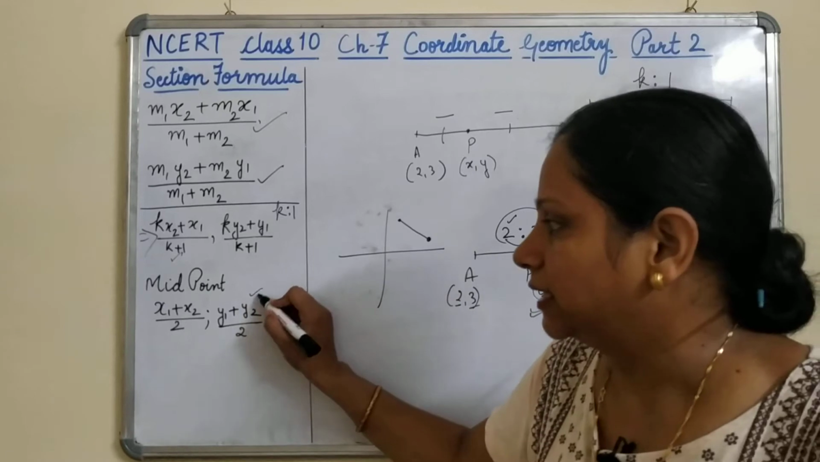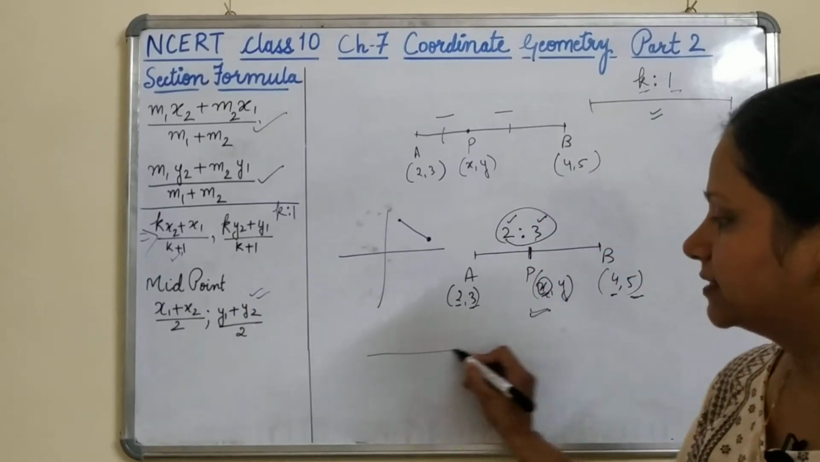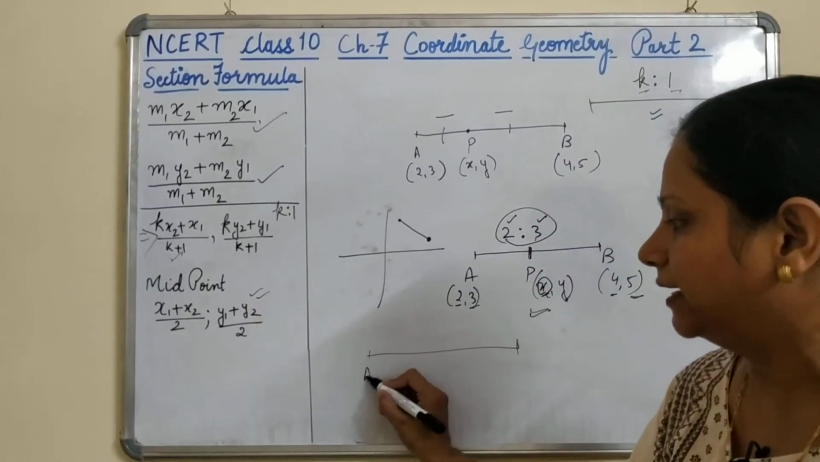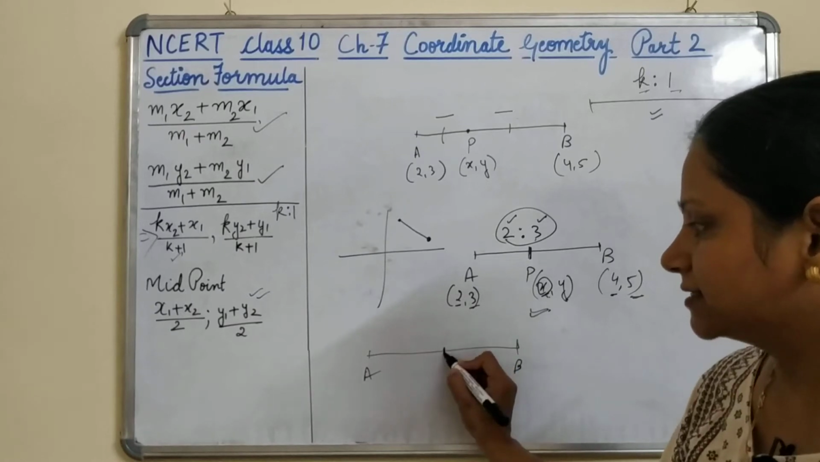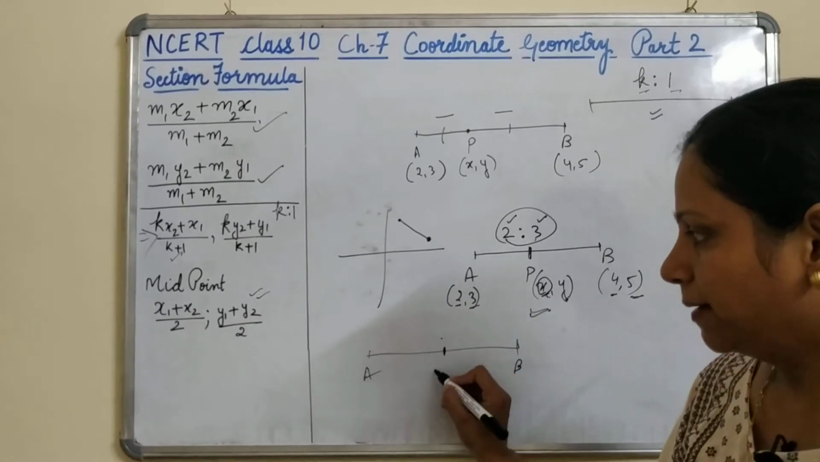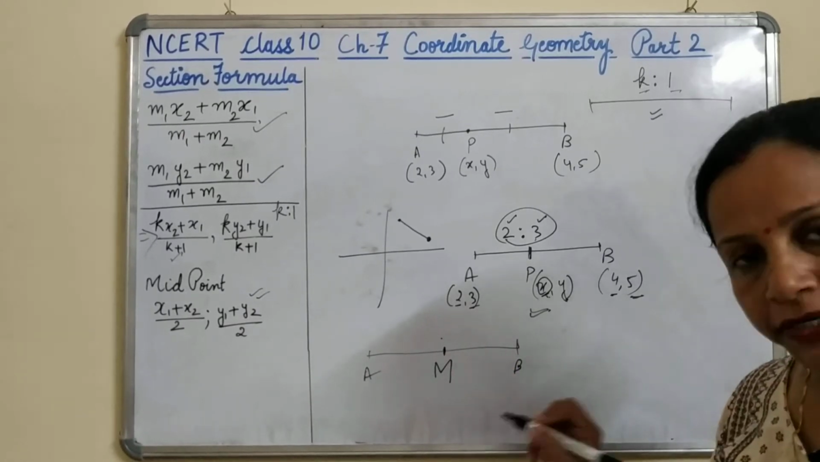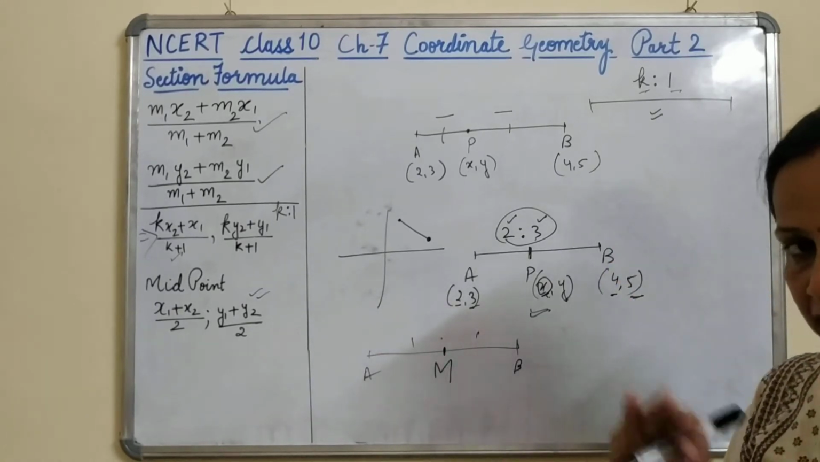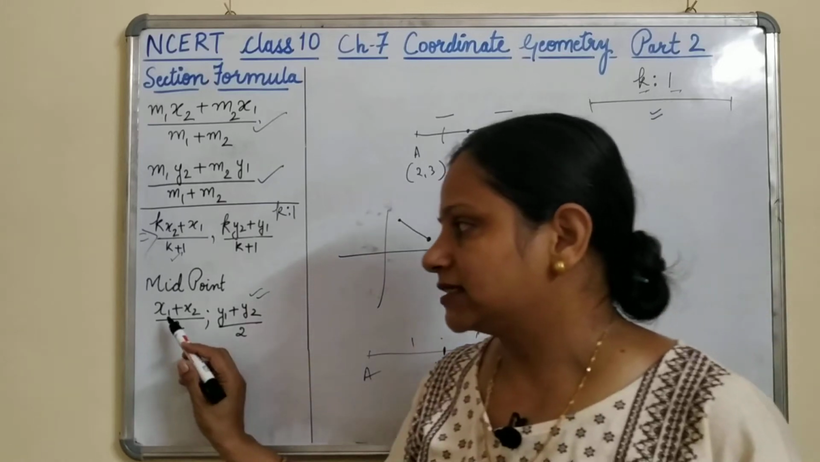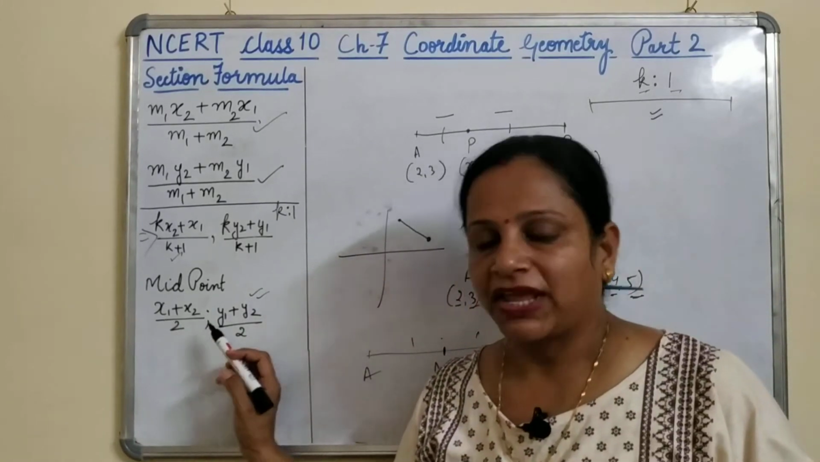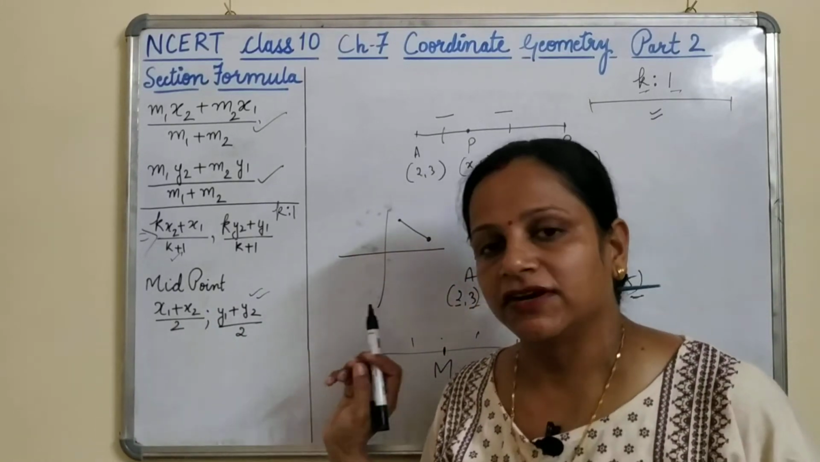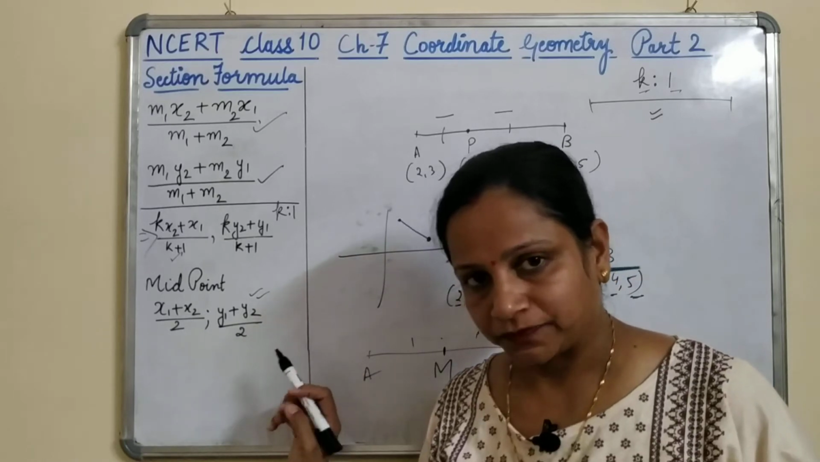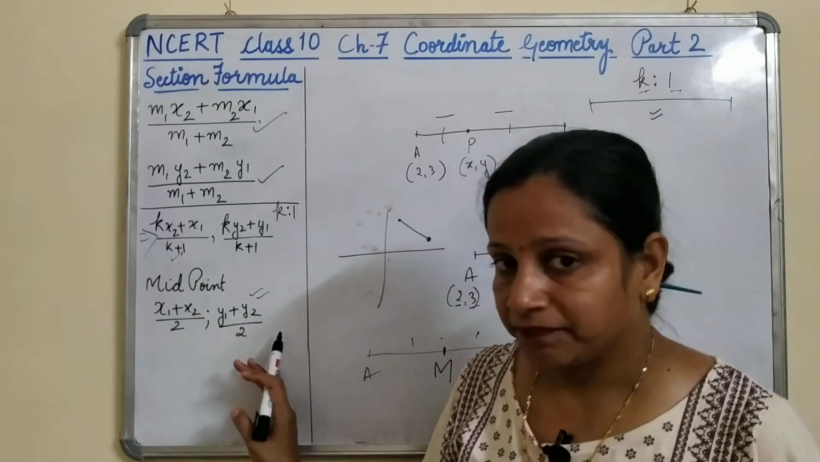Now there is a third case: if we have the midpoint. Say for example this is the line AB and this is the midpoint. Let me call this point M. That means this is just a 1:1 ratio. Midpoint is half and half only. So it goes like this: x1 plus x2 upon 2, and for finding the Y coordinate we have y1 plus y2 upon 2. Fine? I hope it is clear.